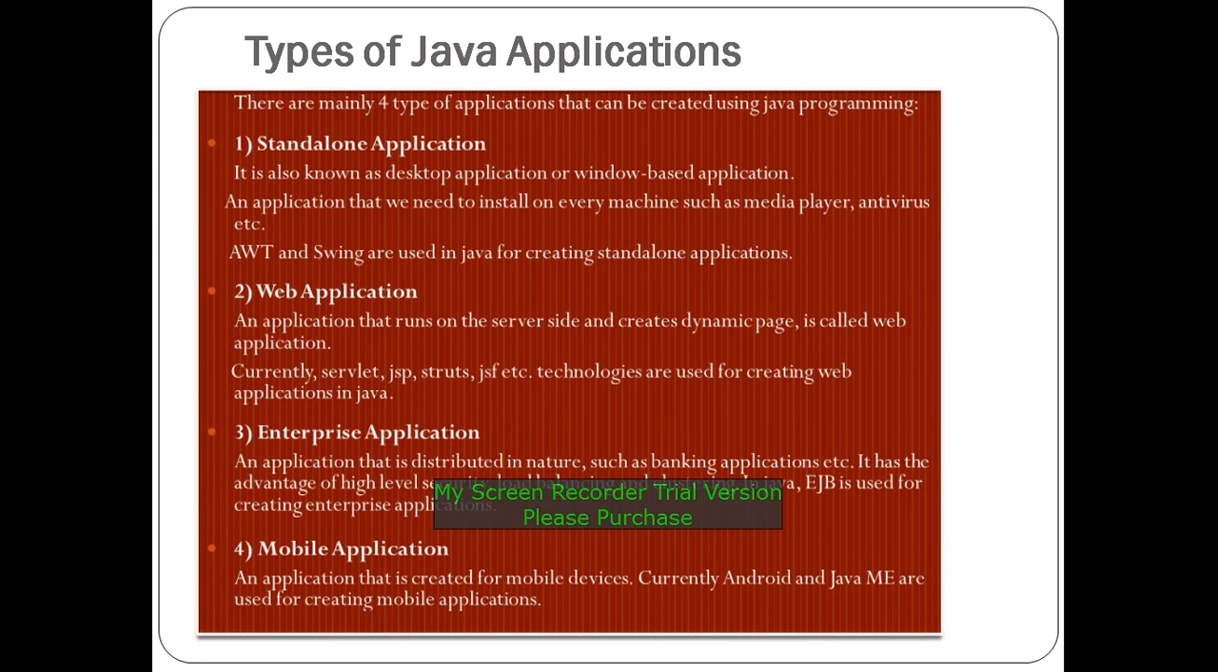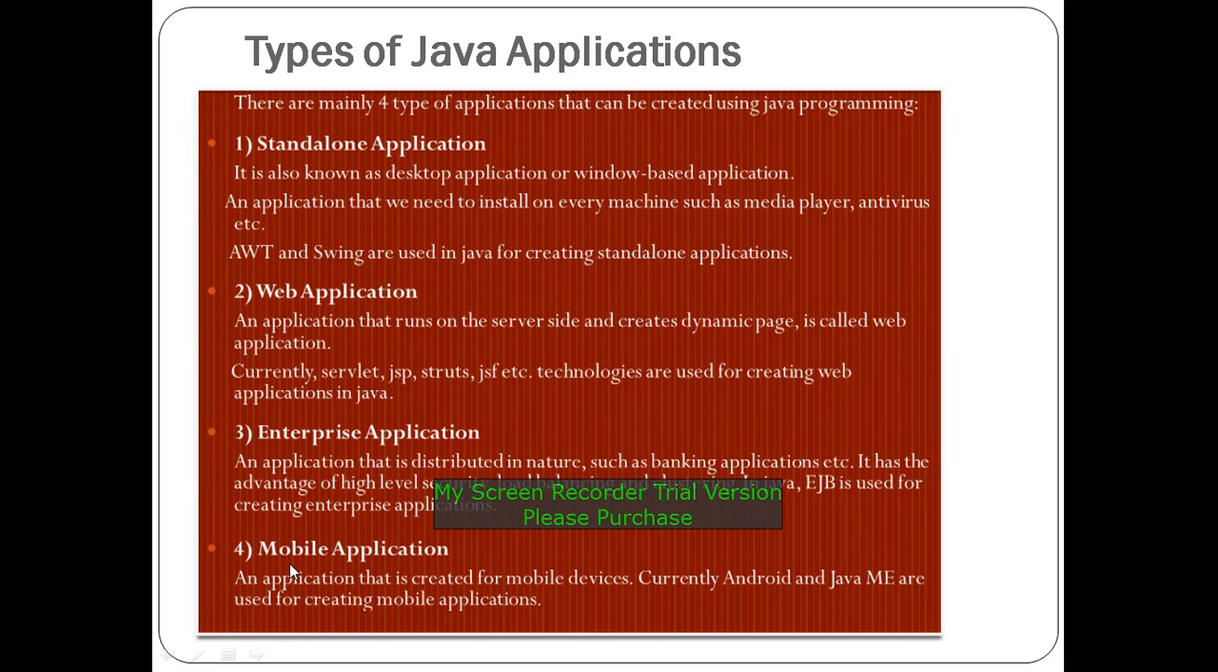When you are coming to the enterprise application, an application that is distributed in nature, such as banking applications and trademark applications, those applications come under enterprise application. The application which is used for distributed purposes comes under enterprise application. So in these applications we are using different kinds of Java technologies, for example EJB. EJB is used for creating enterprise applications.